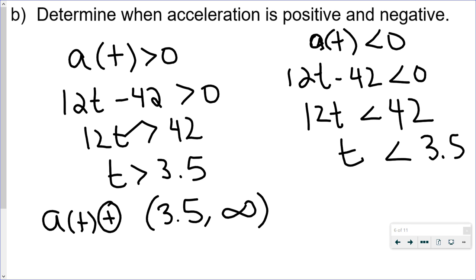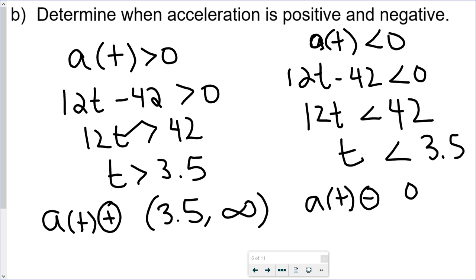Now I can't just leave it like that, because less than 3.5 implies all numbers less than 3.5, including negatives. And we know time can't be negative, it has to be positive. So I know that my acceleration is negative for the smallest time that I can have, 0, up to 3.5. So I don't include 3.5, but let's see if I include 0. When I put time 0 into my acceleration formula, 12t minus 42, 12 times 0 is 0. Take away 42 is negative. So at time equaling 0, it is negative. So I can include the 0 as part of my solution.